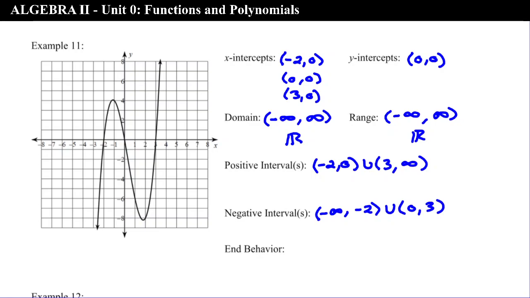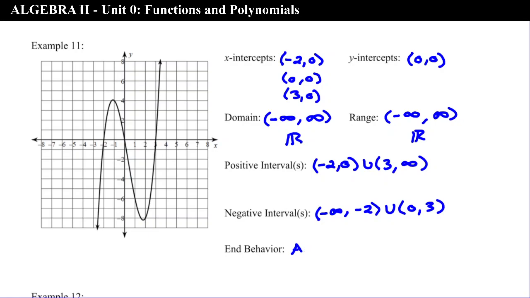And now let's talk about end behavior. End behavior is what's happening with the ends as we go to negative and positive infinity. So on this left-hand side, we have as x approaches negative infinity, because we're going to the left. And on this side, we have as x goes to positive infinity, because we're going to the right. So you're going to have two statements.